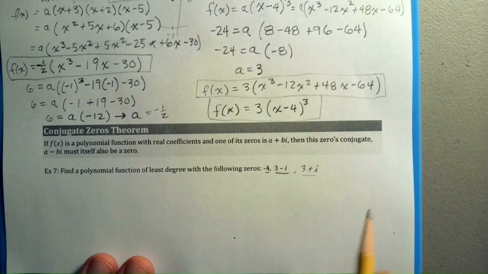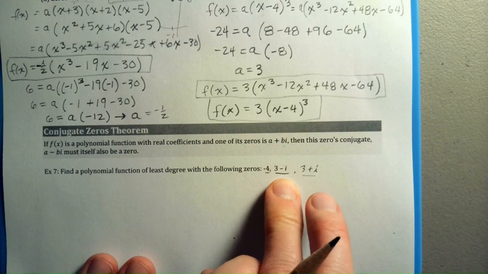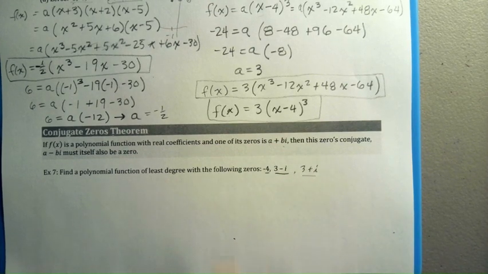Complex zeros, complex solutions always occur in pairs. So if you have one, you can't just have one. You'd have to have its conjugate as well. All right, so let's write the binomials that we have here.